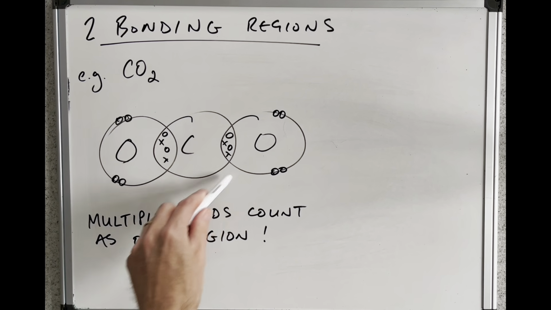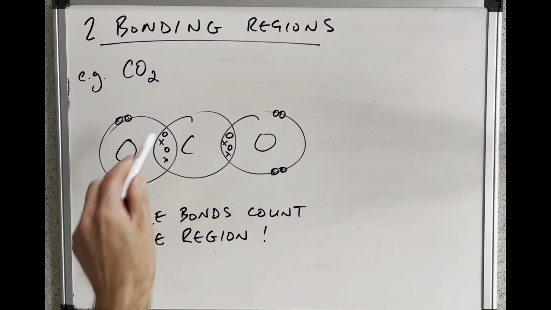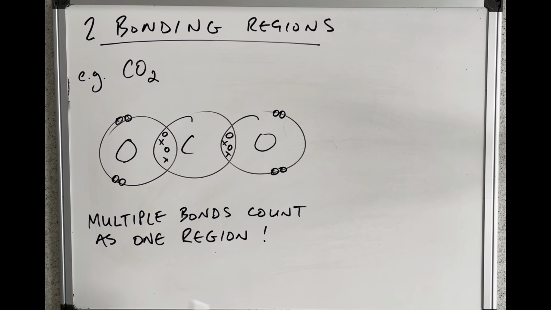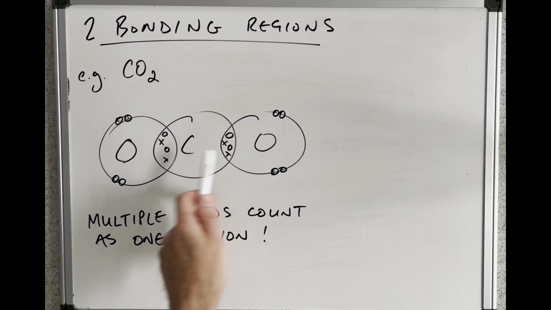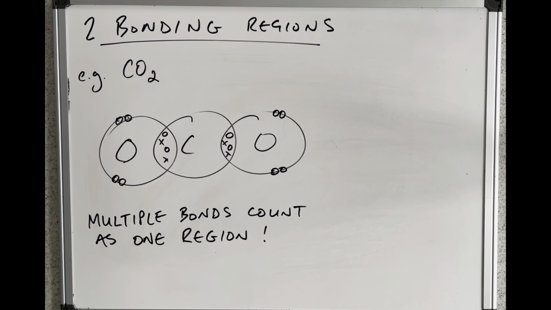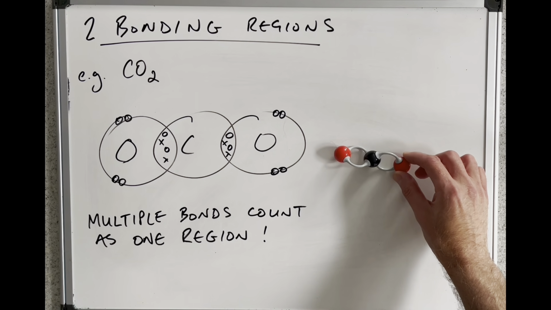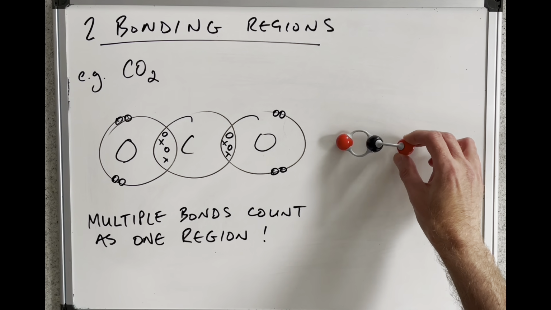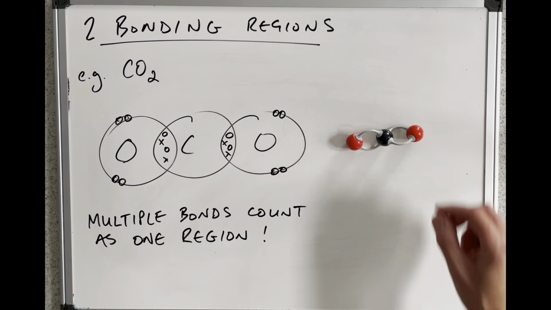So all we're interested in is this part here, and you can clearly see we've got 2 electron regions, 2 bonding regions. They're going to repel each other and try and get as far apart as possible. And obviously the furthest apart they can get is 180 degrees. And so the shape, well, there's a model of a carbon dioxide molecule. Everything's in a straight line. So this is known as a linear molecule.